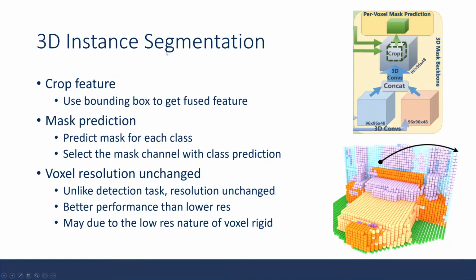For the segmentation, what they do is crop out the features using the bounding box, and then pass the features into the mask prediction head to get the per-voxel mask. The major takeaway here is that the voxel resolution is very important. The paper stated that if we reduce the resolution similar to the detection branch, it will impact the performance heavily. This may be due to the originally low resolution nature of the voxel grid, due to the limitation of computational power and memory.